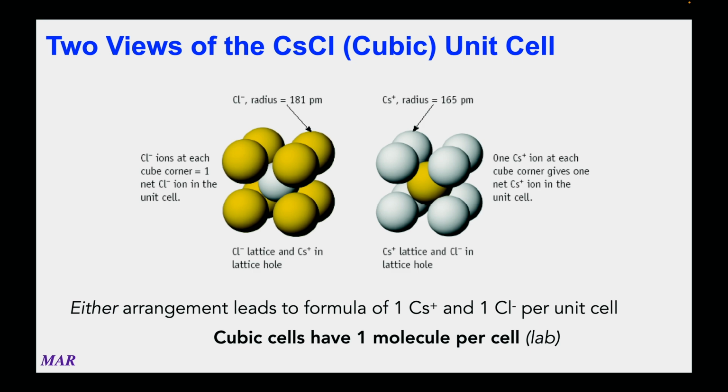And also, like we talked about with SC, BCC, and FCC, where we talked about the number of atoms per cell, you can see in this kind of system, which is called the cubic system, there's 1 molecule per cell. So there's 1 cesium and 1 chloride, 1 cesium chloride per cell. And in lab, that will be kind of important.